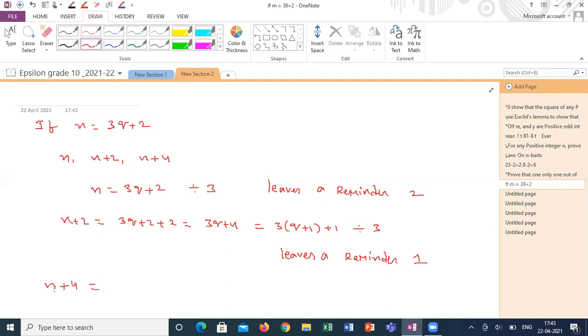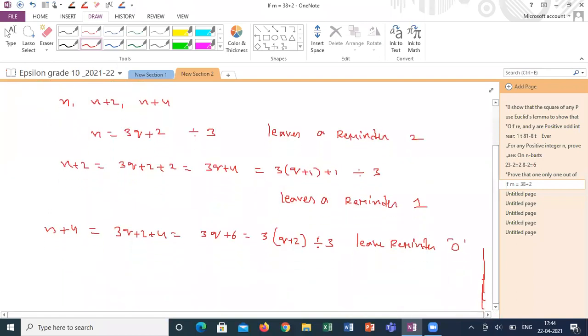If I am checking n plus 4, my n is 3q plus 2 plus 4. This will be 3q plus 6. This is 3 of q plus 2. If I divide by 3, it leaves a remainder 0. So it's a perfect division.